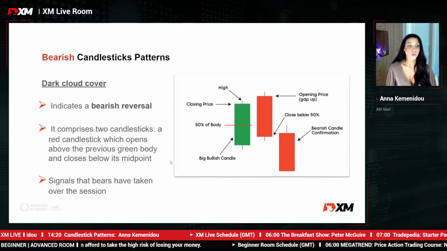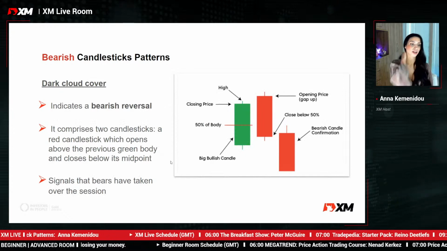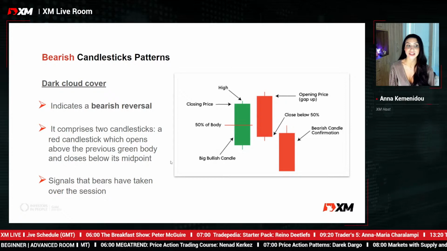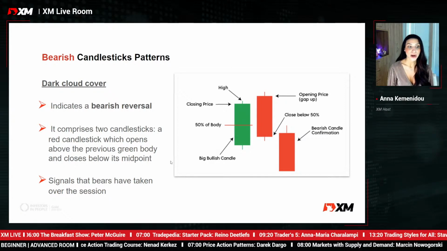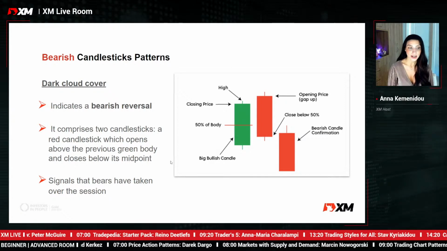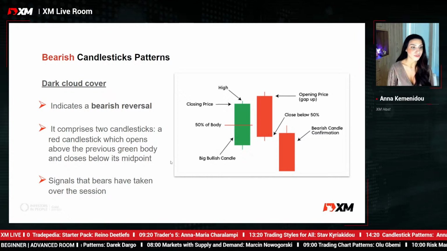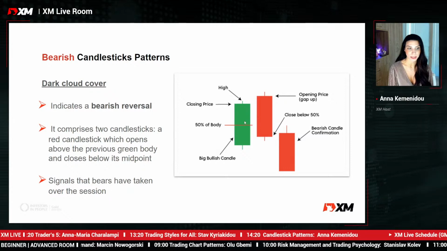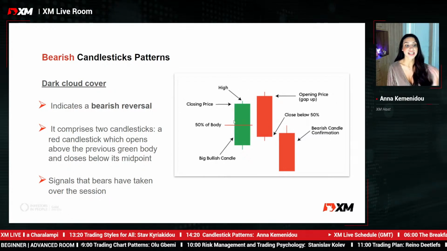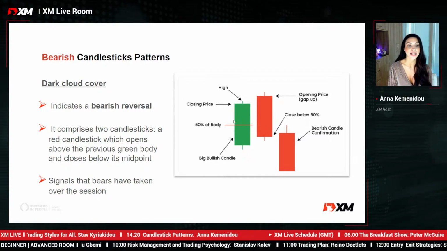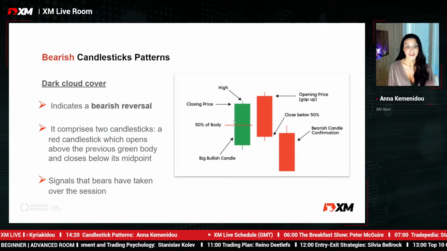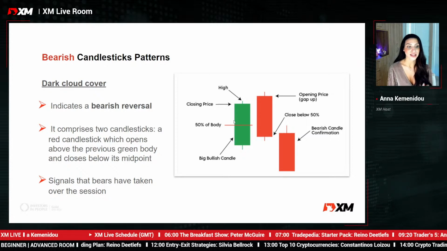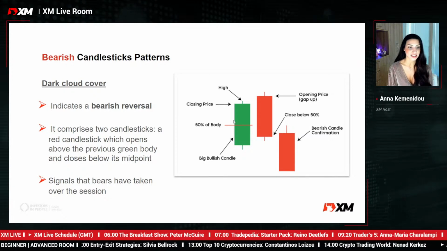And then lastly, we've got the dark cloud cover candlestick pattern, which indicates a bearish reversal. It is a black cloud over the previous day's optimism. It comprises of 2 candlesticks. We've got a red candlestick, which opens above the previous green body and closes below its midpoint. It signals that the bears have taken over the session, pushing the price sharply lower. If the wicks of the candle are short, it suggests that the downtrend was extremely decisive.